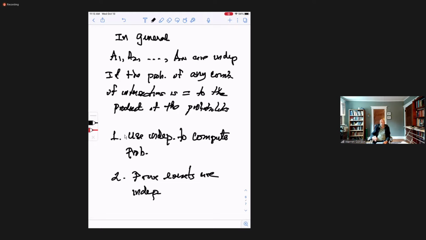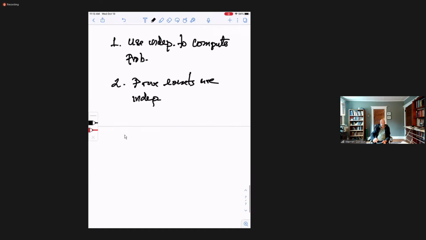And before I go any further, let me make an observation. If A and B are independent, what can you say about A and B prime? Or A prime and B, or A prime and B prime?